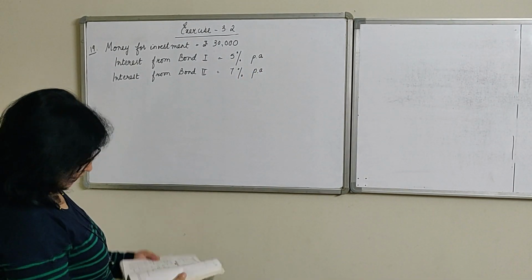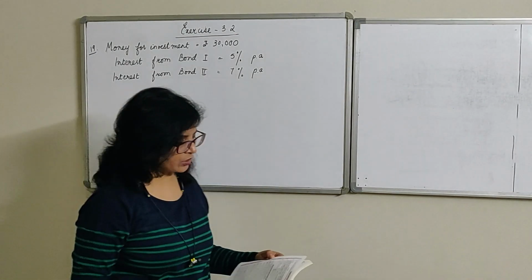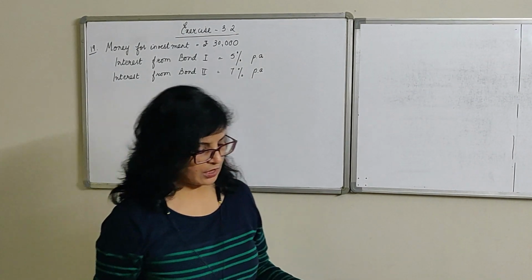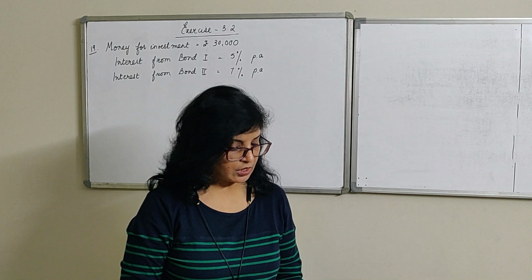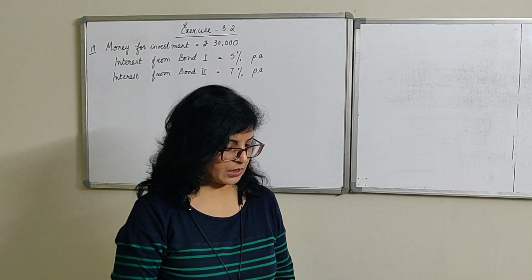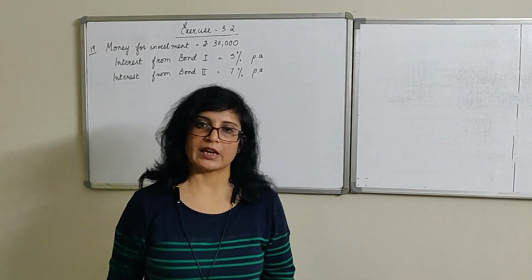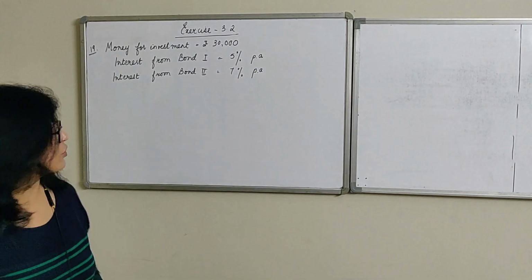So using matrix multiplication, determine how to divide 30,000 among the two types of bonds if the trust must obtain an annual total interest of rupees 1800. So the total interest is given.